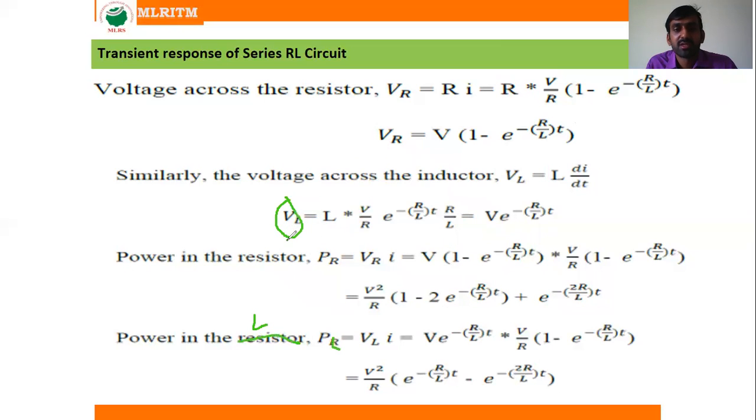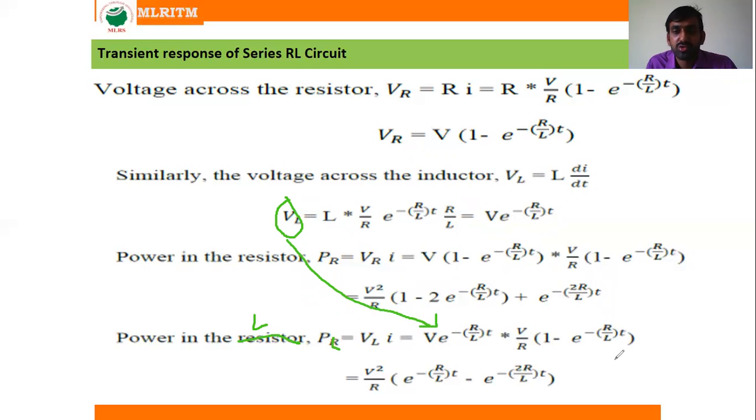Now substituting the same expression over here, VL is nothing but V into e power minus R by L into T, into I. I we already obtained, that is nothing but the transient current expression, V by R into 1 minus e power minus R by L into T.